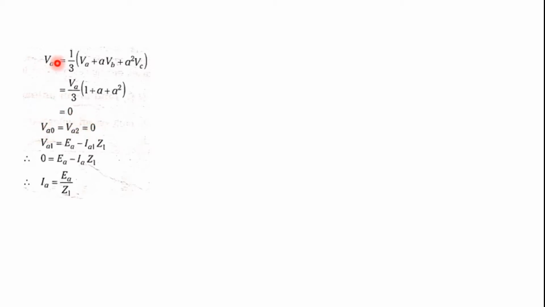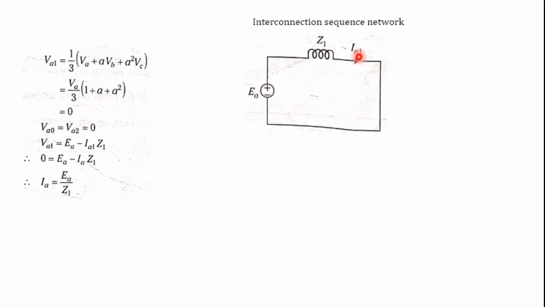From this we know that VA1 is equal to EA1 minus IA1 Z1. EA1 is the same as EA. Anyhow, VA1 is 0, so this can be written as EA minus IA1 Z1. We need to calculate the value of IA1, which becomes EA divided by Z1. This is the equation for the sequence network. So there is a source of EMF, and the current flowing is IA1 through Z1. This is the condition based on this equation, and VA0 and VA2 are already 0.